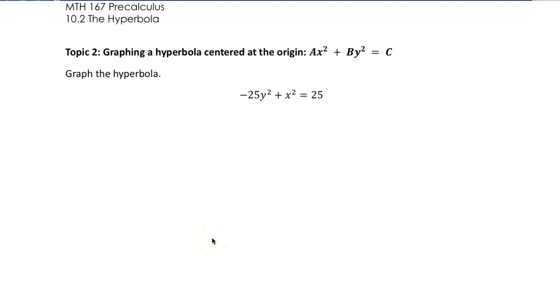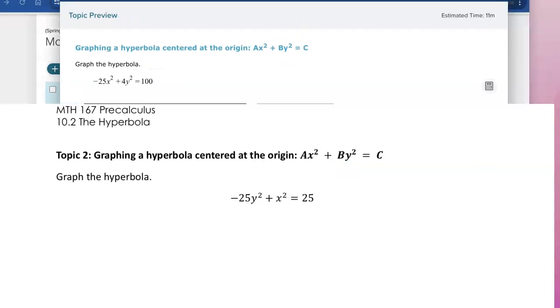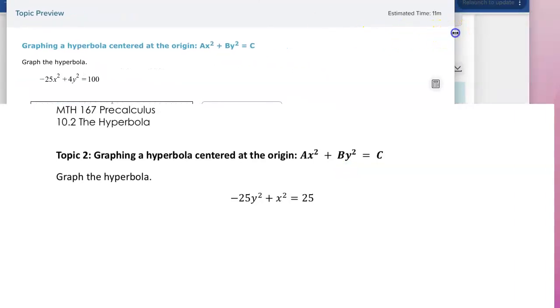The second topic is graphing a hyperbola centered at the origin. But this isn't in standard form, so we're going to have to do some work to rewrite this. Now, I want to do the same thing. I want to show you how to graph this in ALEKS.